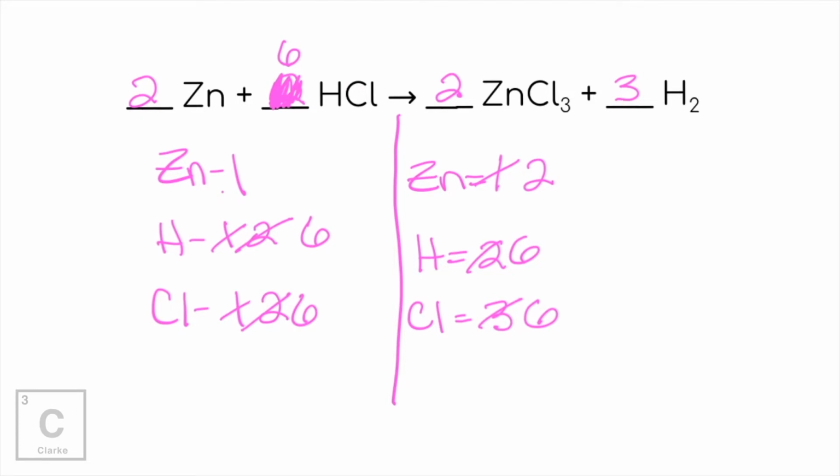So if we look at 2, 6, 2, 3, there is not one single number besides 1 that's divisible by all of those numbers. That's how we know we did a good job.